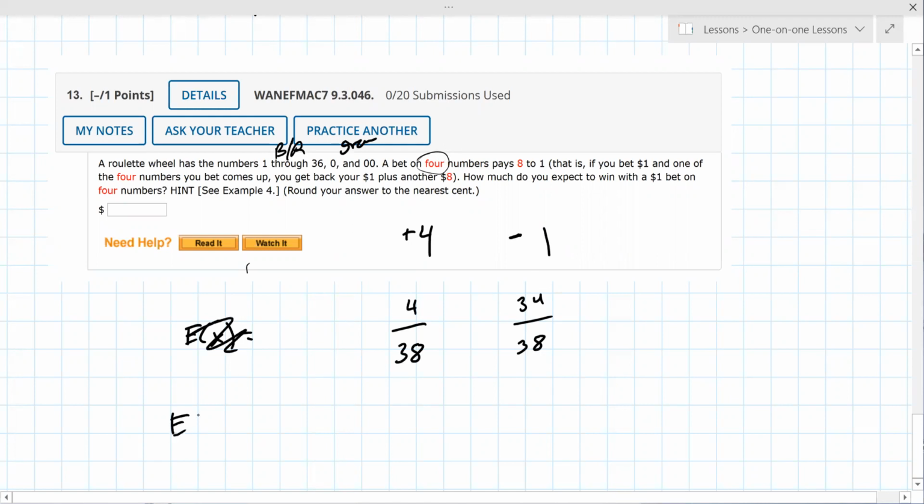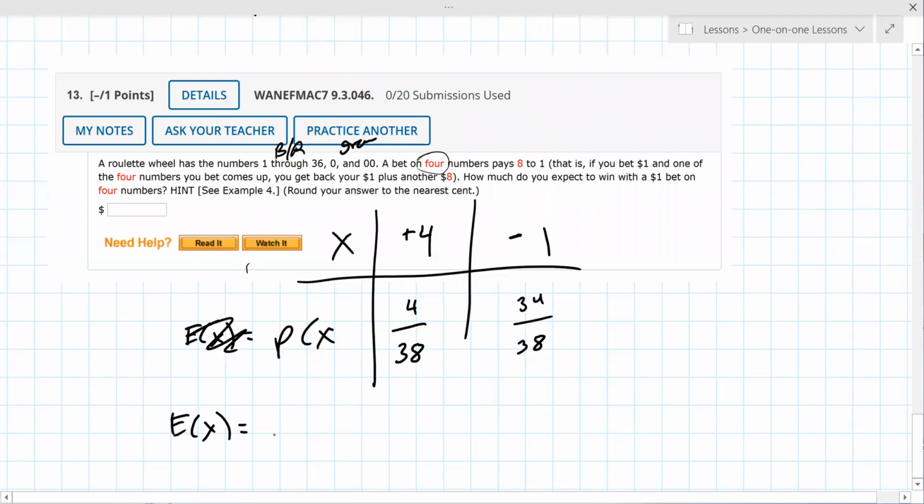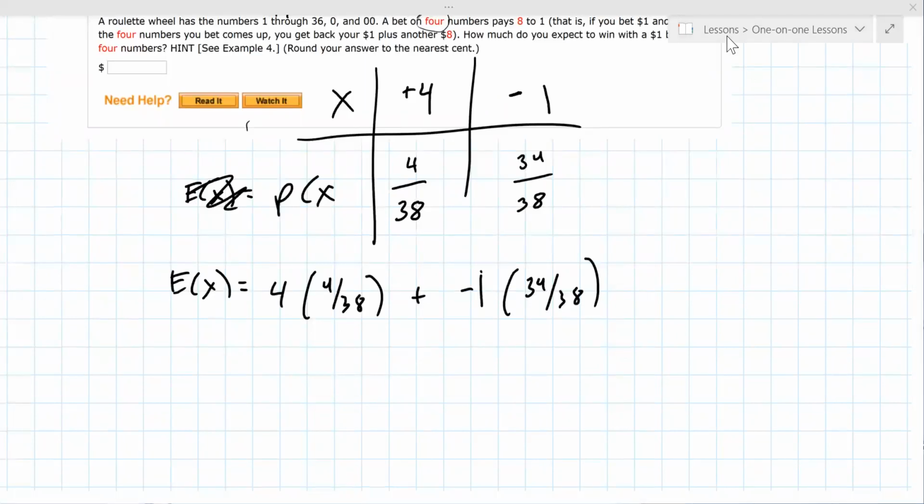So your expected value of x is your x value times your P of x value. So it's 4 times 4 out of 38 plus -1 times 34 out of 38. So it's okay for x to be negative. And I believe this will show that you end up losing money most of the time. 16 out of 38, 34 out of 38. So this is format long. You end up losing -0.47 as your expected value. So on average, you'll lose 47 cents every time you play.